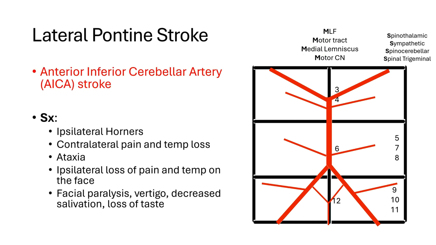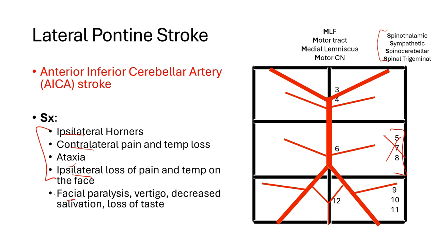The lateral pontine stroke, so damage out here. This will be damage to the anterior inferior cerebellar artery. This will present with damage to all these structures. So I have sympathetics, ipsilateral Horner's, contralateral pain and temperature because of the spinothalamic tract, ataxia because of the spinocerebellar tract, and ipsilateral loss of pain and temperature on the face because of the spinal trigeminal. All these four are the exact same thing I just said for the lateral medullary stroke. The only thing that differs is what the cranial nerves are.